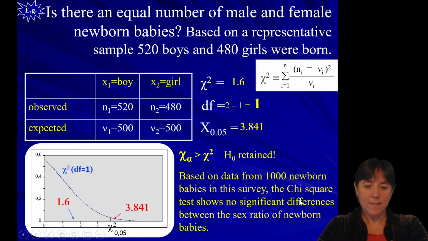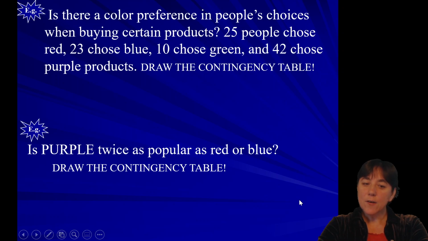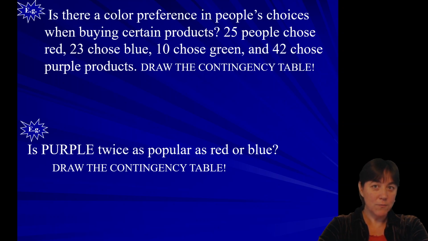Let's check another example. Is there a color preference in people's choices when buying certain products? For example, here we saw 25 people choosing red, 23 blue, etc. Can you draw the contingency table? Stop the video and try it.